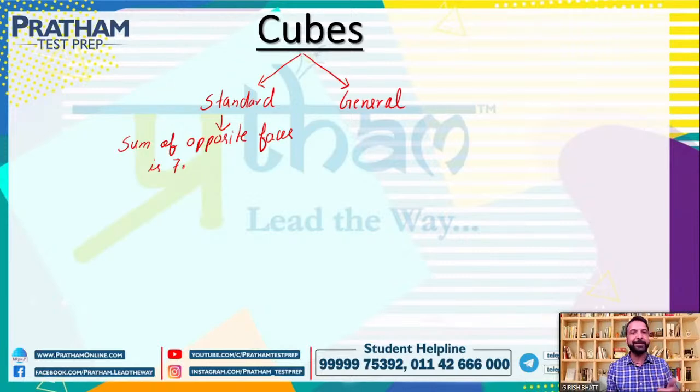Let's say in case of a standard dice, if I'm asking which number is opposite to 1, so 1 plus 6 is equal to 7, you can easily answer 6 will be opposite to 1 in case of a standard dice. Let's say if 3 is here, which number will be opposite to 3? 4 will be opposite to 3 because 3 plus 4 is equal to 7. Similarly, 2 and 5 are also opposite faces because 2 plus 5 is equal to 7.